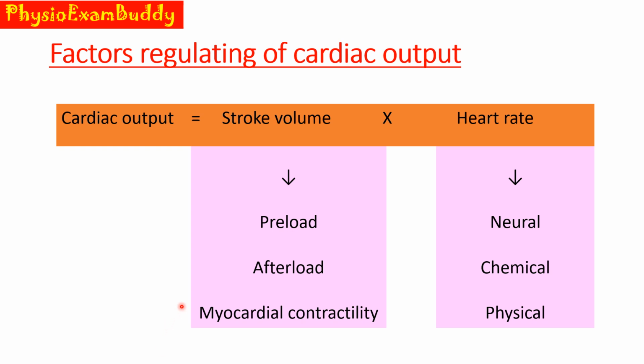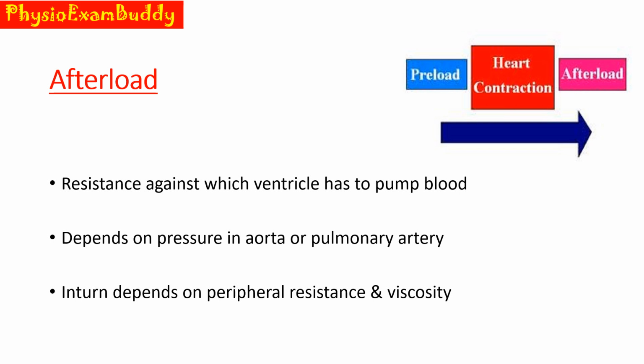We have completed the first factor affecting the stroke volume, that is the preload. Now we will see the second factor affecting the stroke volume, that is afterload. So what is this afterload? It is the resistance against which the ventricle has to pump the blood, or the load acting on the heart after the heart contracts. This afterload parameter mainly depends upon the pressures in the aorta or pulmonary artery, as the heart is pumping blood from the left ventricle and the right ventricle to the aorta and pulmonary artery respectively.